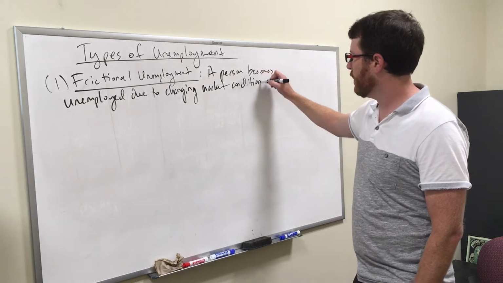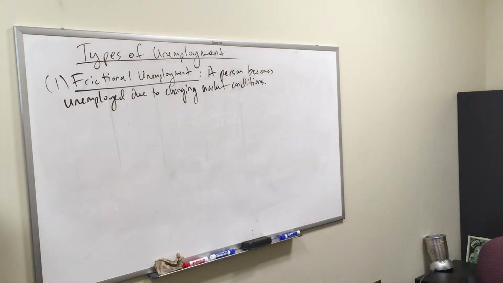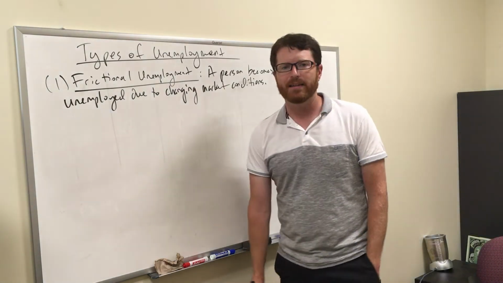Okay, so let's discuss that first part of it. A person becomes unemployed due to changing market conditions. That sounds kind of vague, and it is vague. It's intentionally vague. Changing market conditions can mean a lot.